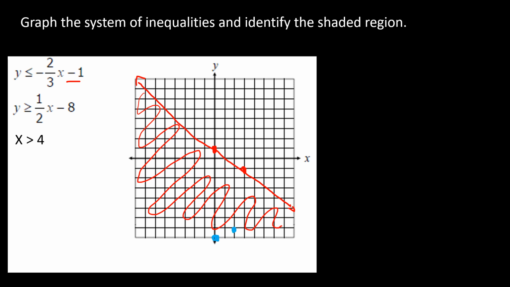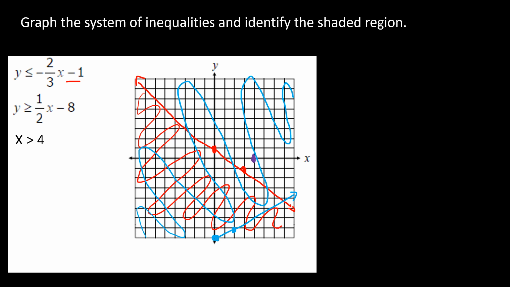I'm going to use a solid line because it's greater than or equal to. And I need to shade everything above. So I know it would be everything like this. I know it's getting a little messy, but you can already see where we have two double shaded regions. And then my last line is x is greater than 4. So I'm going to go over to 4, 1, 2, 3, 4.